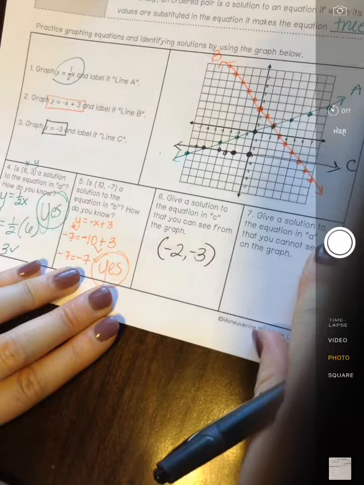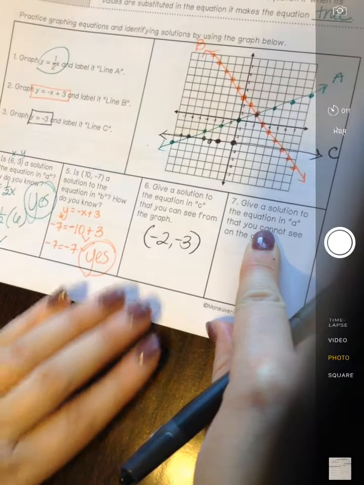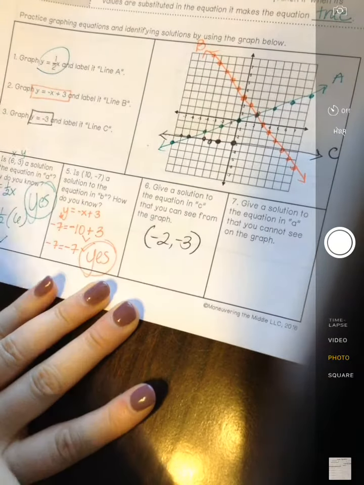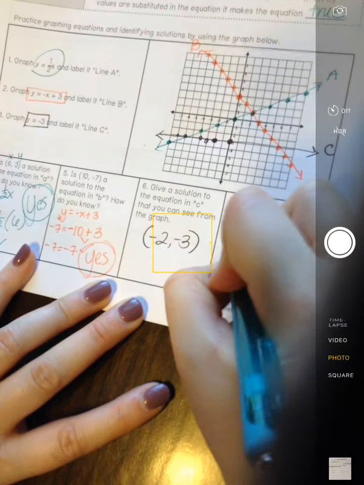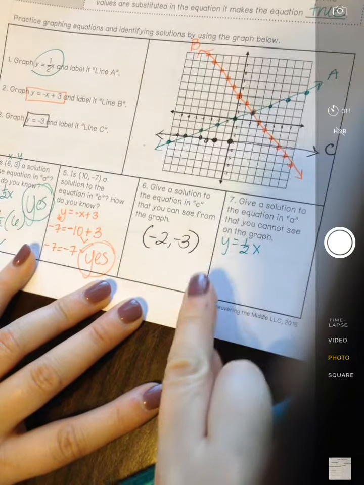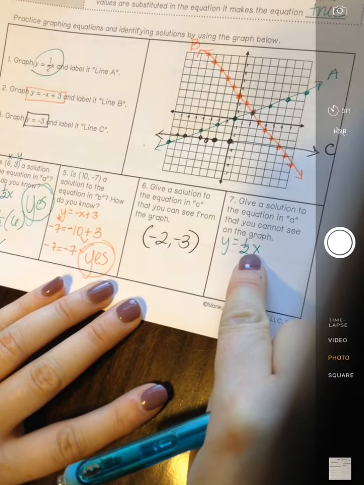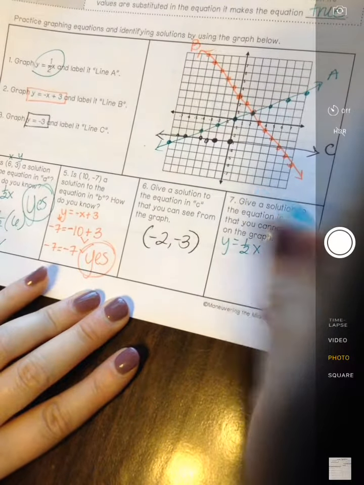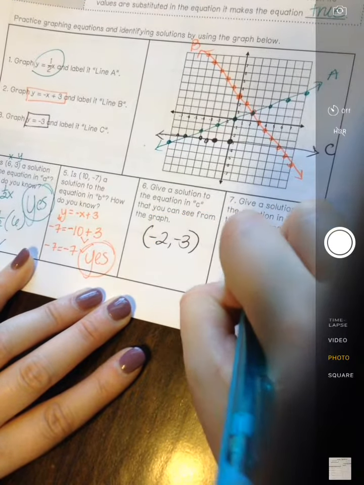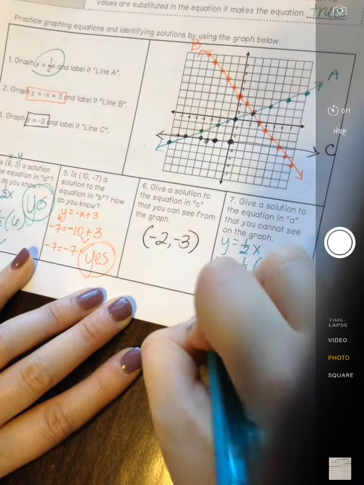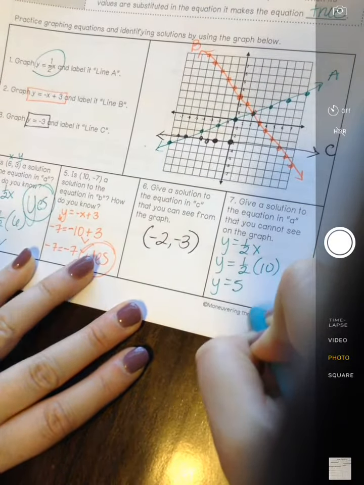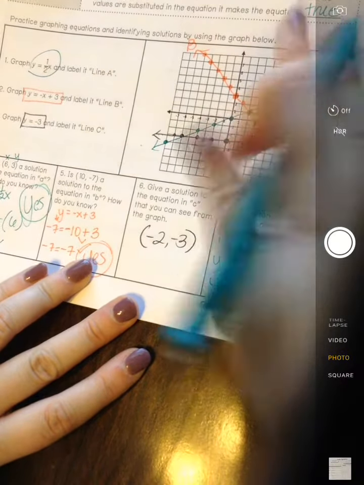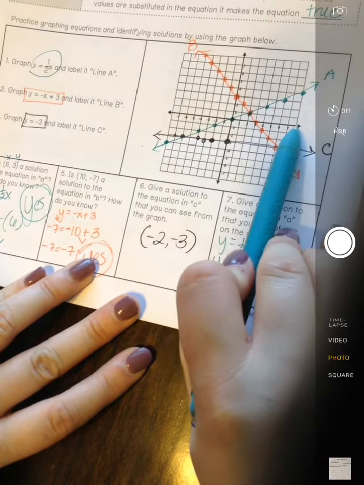Give a solution to the equation in A that you cannot see on the graph. So again, A was y equals 1/2 x. So give me an x value that's not on the graph. So I'm going to just use 10. So if I were to plug in 10 for x, what would y be? It would be 5. So my ordered pair would be 10, 5 that I could choose that's not on this graph because it only goes up to 8.